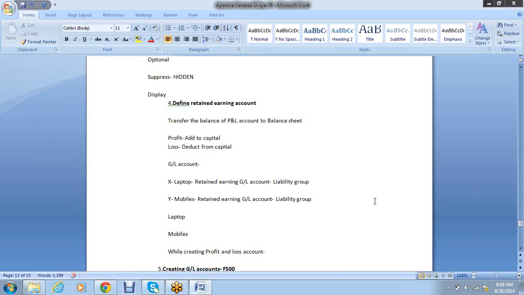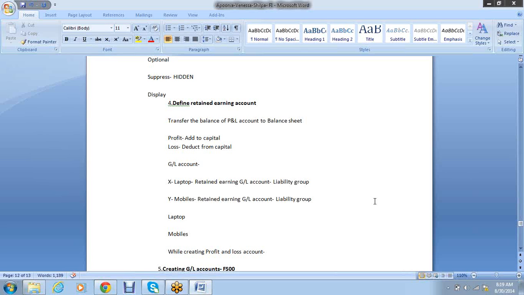Okay, so transfer the balance of P&L. Balance means it can be a profit, it can be a loss. If your debit side is more, it will be a loss. If your credit side is more, it will be a profit. So to transfer that balance, we use the defined retained earnings account.